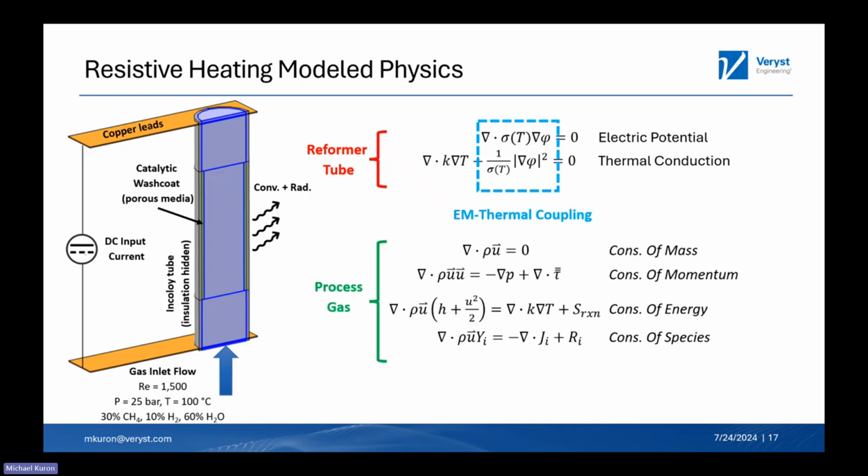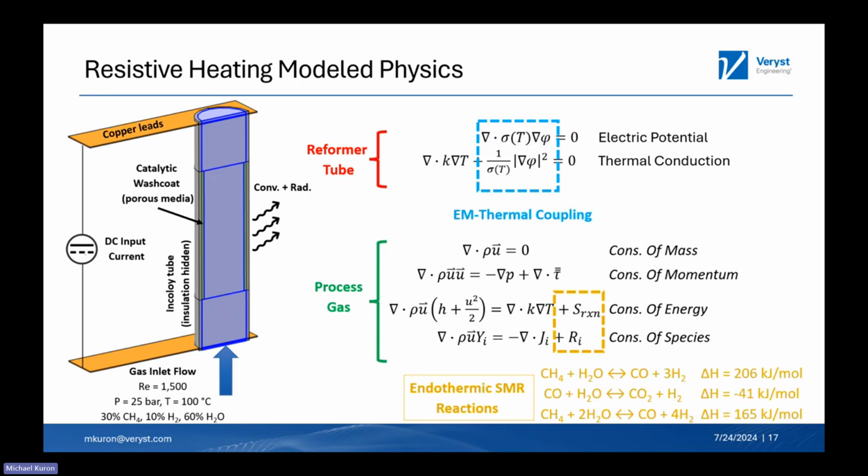Now, in the gas, we're solving for the Navier-Stokes equation, so the conservation of mass and momentum, along with the conservation of energy and the conservation of species. At the inlet of the reformer, we have by volume fraction 30% methane, 10% hydrogen, and 60% steam. And these couple together through the energy equation and the reaction terms.